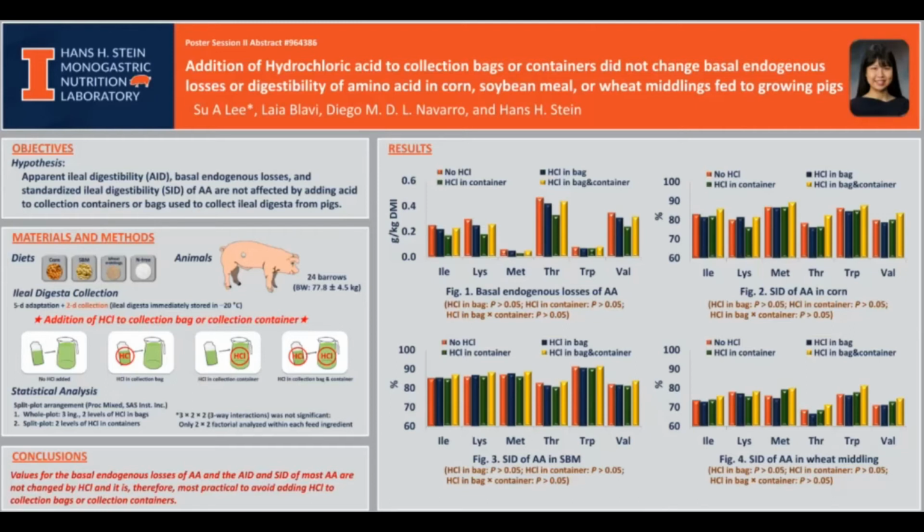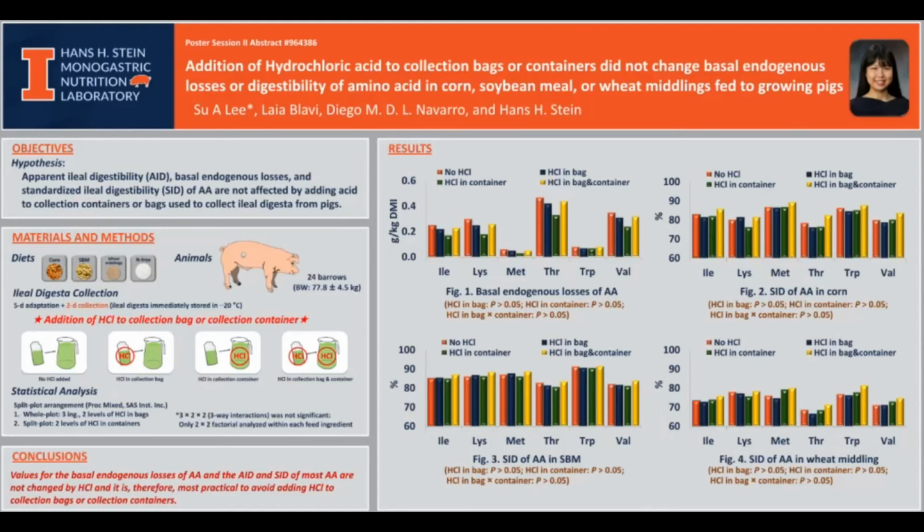For statistical analysis, a split plot arrangement was used. Because the three-way interaction among the 3 different feed ingredients, acid in the collection bags, and acid in the collection containers was not significant, only two-way interactions between the effects of adding acid to the bags and adding acid to the containers within each feed ingredient were analyzed in the final model.